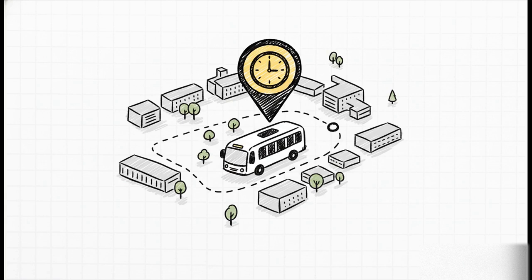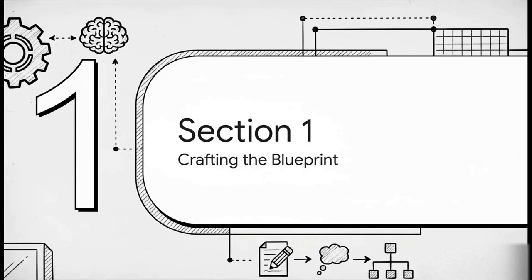Okay, so every great project needs a mission. Here's ours. We're going to build an AI agent that tackles a classic student problem, trying to figure out when the campus shuttle is actually going to show up. This is going to be our case study for the whole development lifecycle. All right, let's dive into phase one, crafting the blueprint.